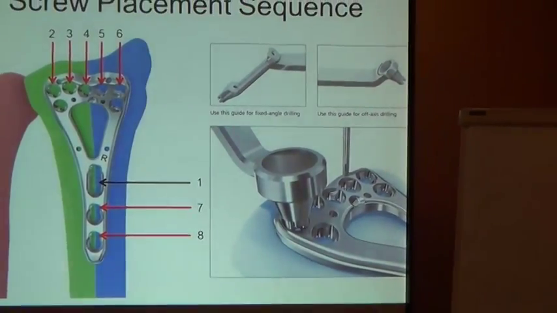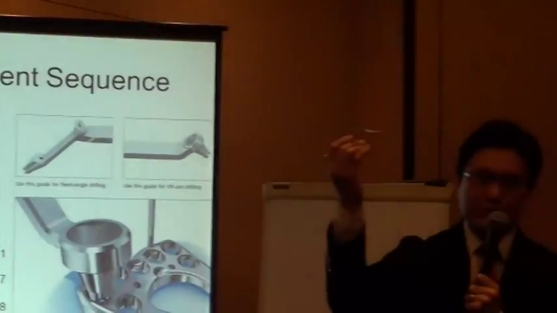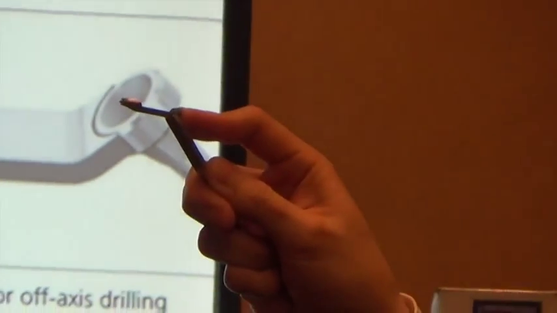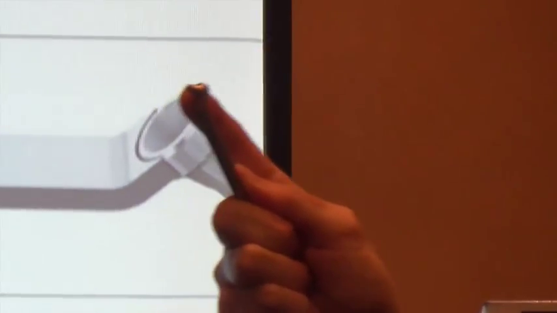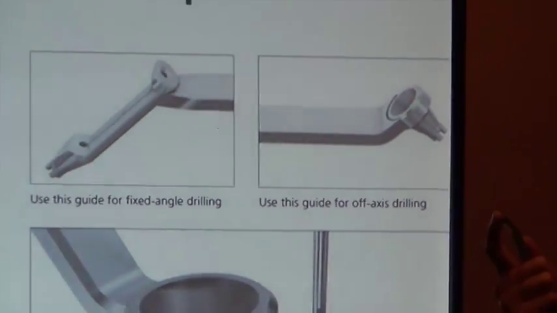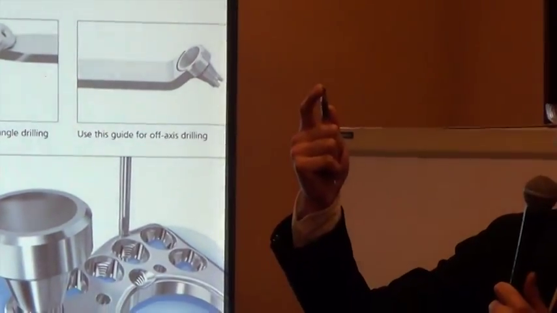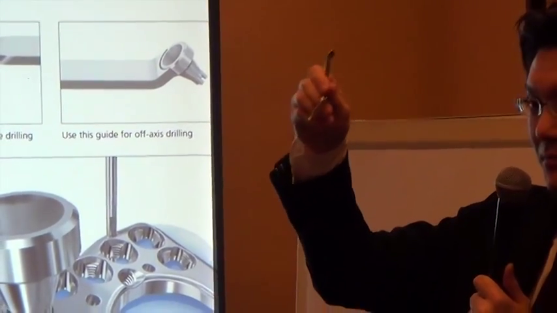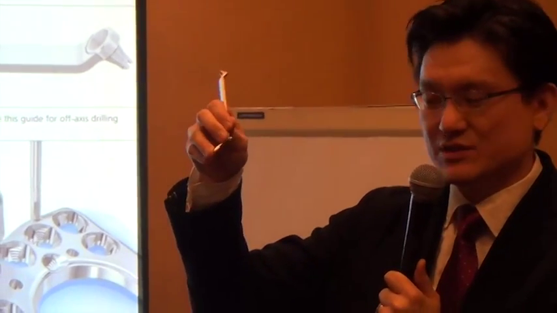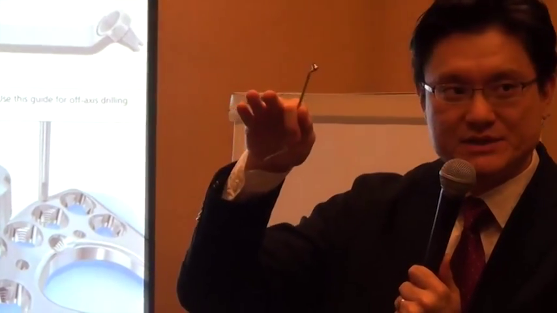So this set has a drill guide which has two ends. This is non-variable angle, which is fixed angle. And this cone is the variable angle drill guide. You have to place these ends of the drill guide properly into the plate before you drill it, because if it's not fixed properly, it means that the position is wrong.